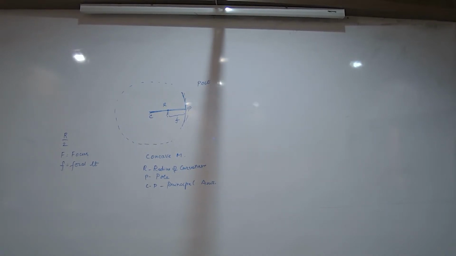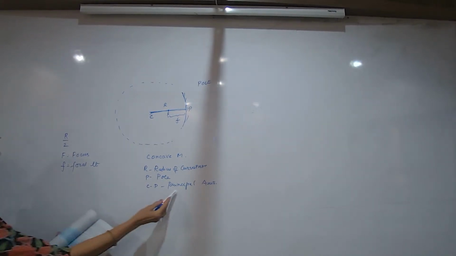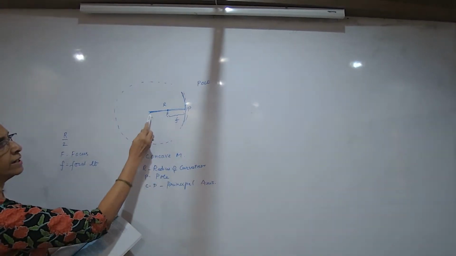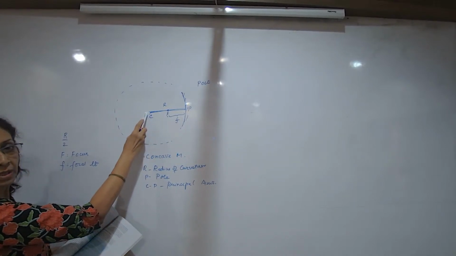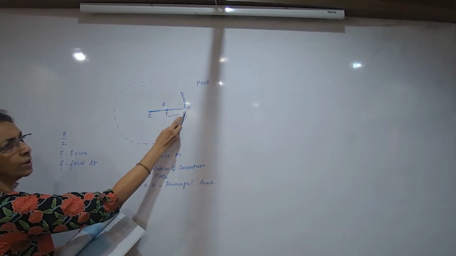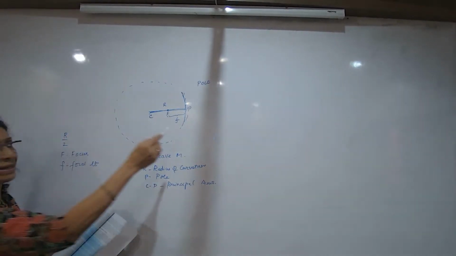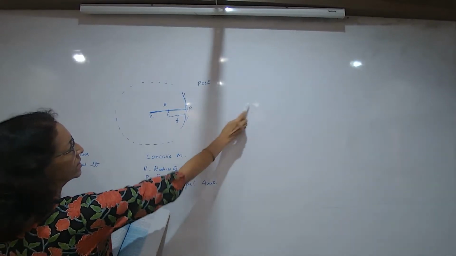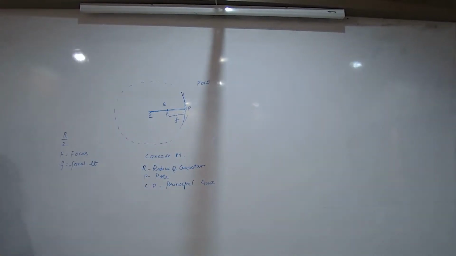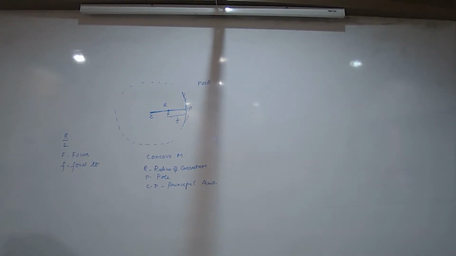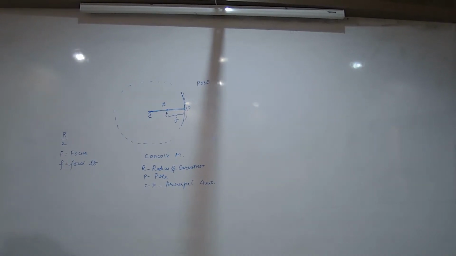Imagine a straight line passing through the pole and the center of curvature of the spherical mirror. This line is called the principal axis. Underline principal axis. How do we define the principal axis? It is a straight line passing through the center of curvature and the pole. It's an imaginary line. Okay, you can extend it further here. Remember that the principal axis is normal to the mirror at its pole.